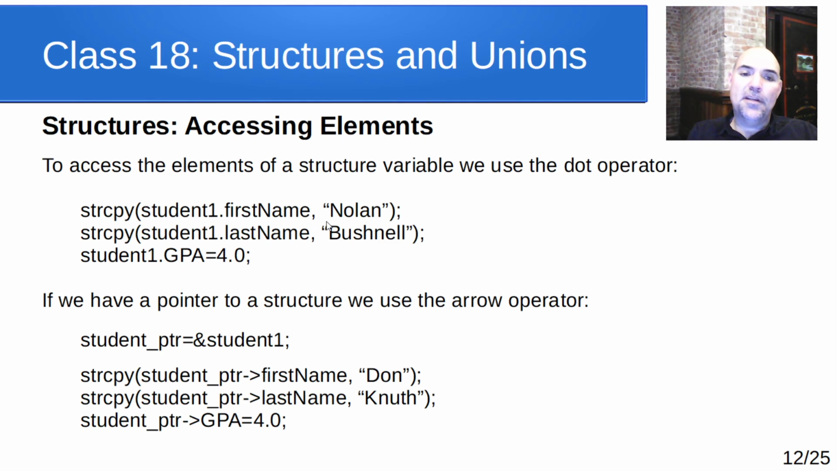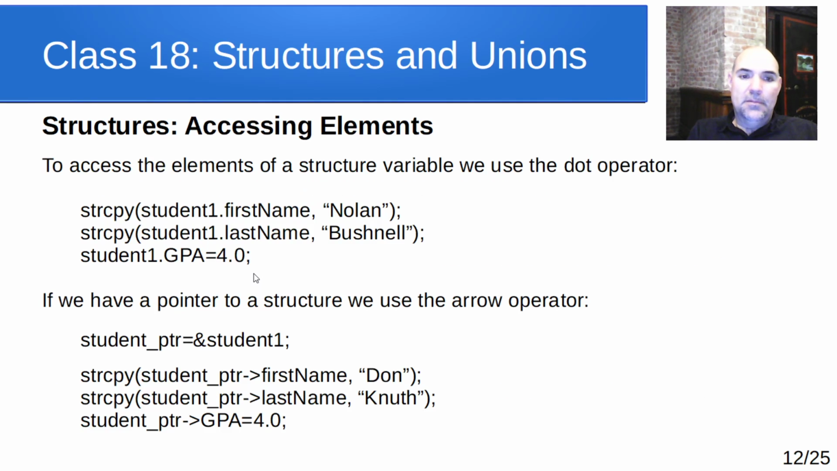And in this case, we're just going to do a copy, copying this value, the string Nolan, into the first name field of student1. And then for the last name, we can copy that in. To access the GPA, just dot GPA. So you notice this looks a lot like what you're used to with objects and object instances with attributes. So it's the same thing, a similar concept.